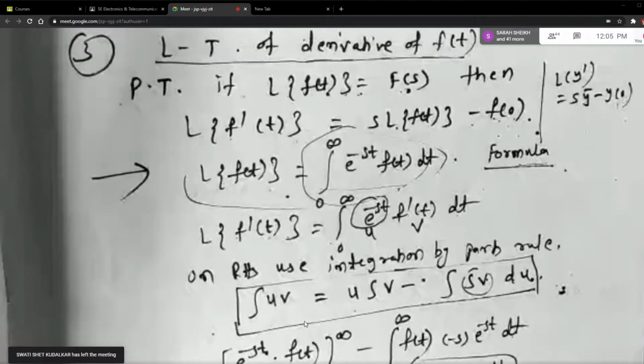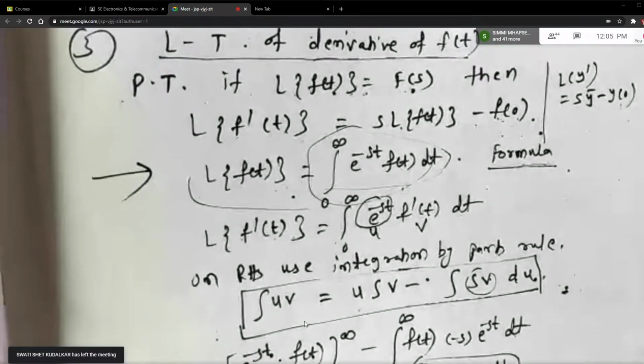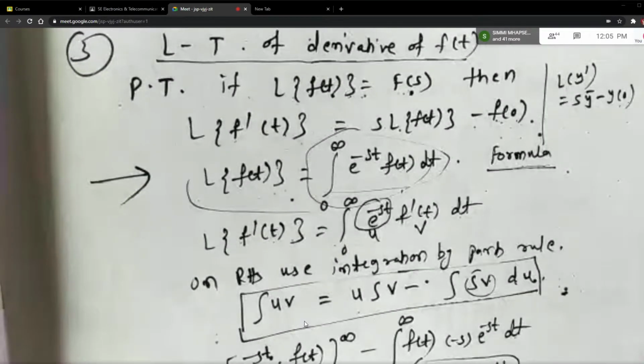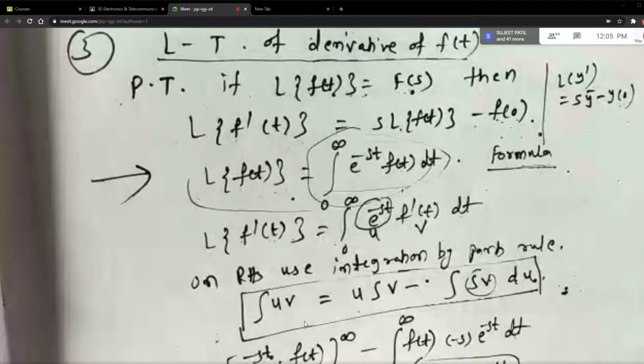Bipin, can you tell me the formula, L of f of t, without looking? The basic formula of Laplace transform. Integral from 0 to infinity of e raised to minus st f of t dt equals capital F of s.